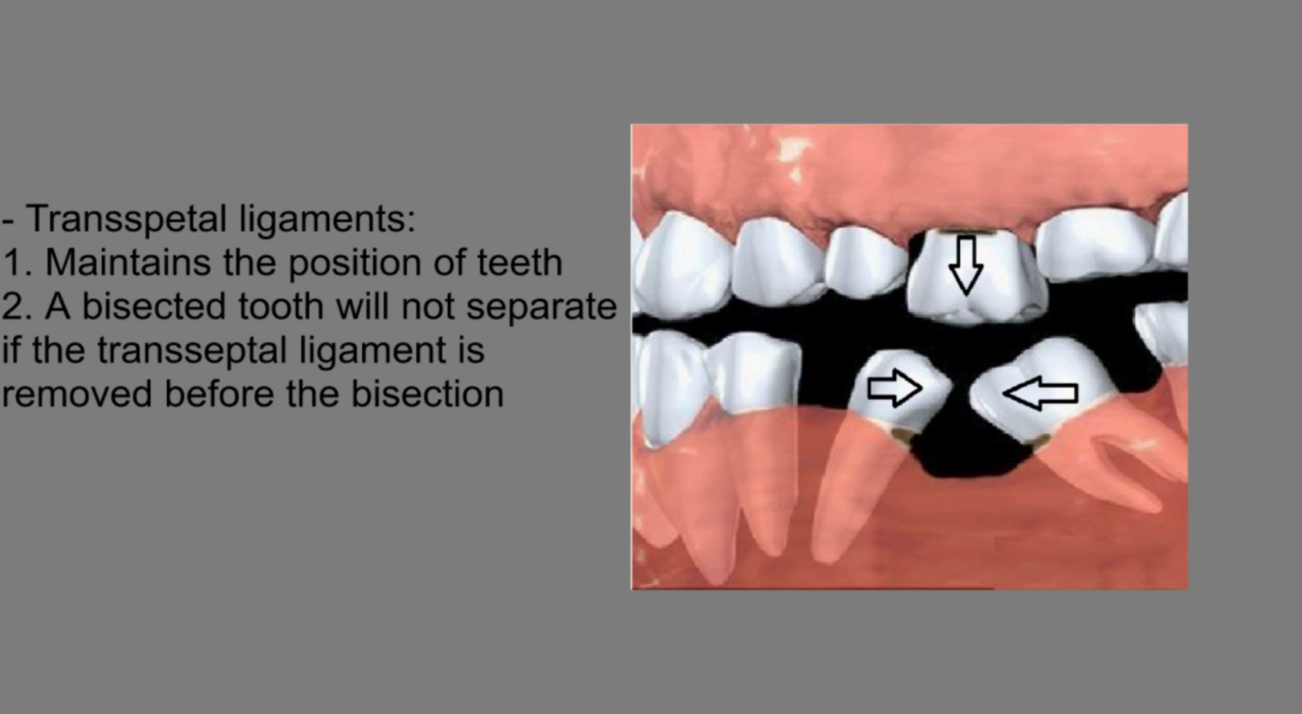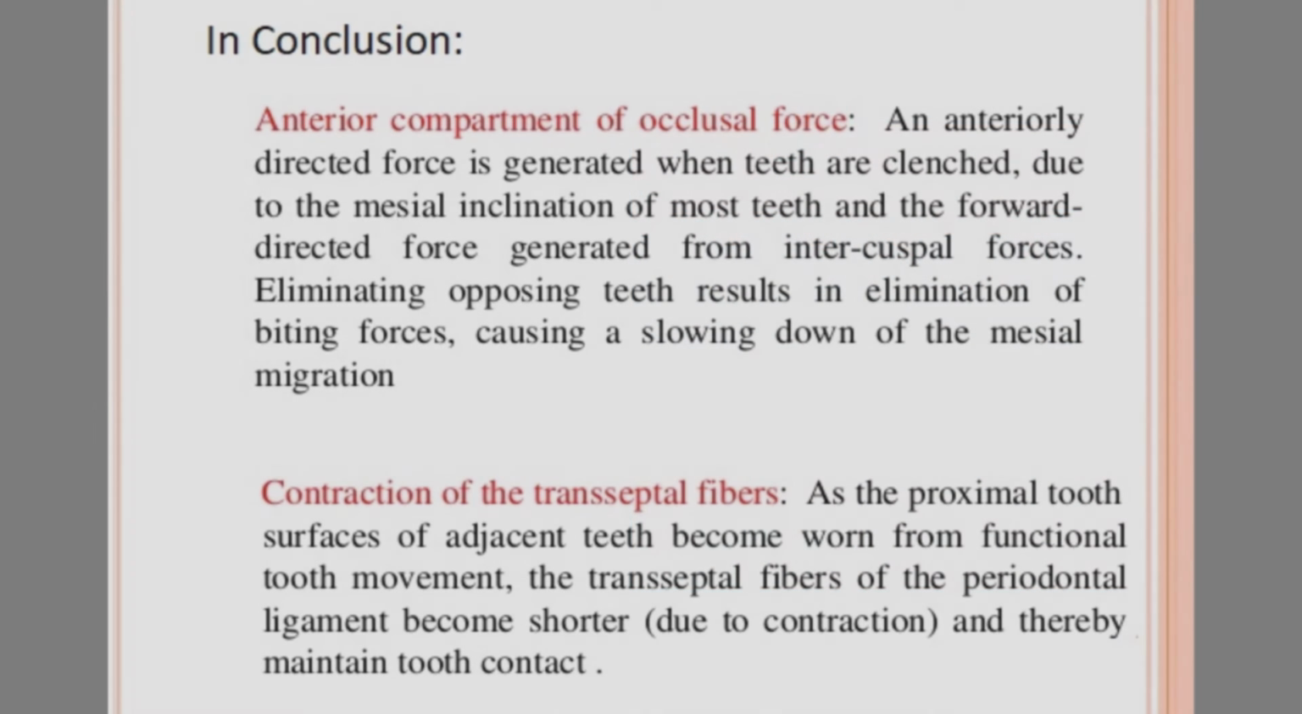If the proximal contacts are ground to make room for mesial drift, the teeth begin moving to re-establish contact. But if the teeth are ground out of occlusal contact, the rate of drift is slowed. Therefore, it can be concluded that mesial drift is achieved by contraction of transeptal fibers and increased by occlusal forces. And that ends the lecture on the mechanisms of tooth movements.